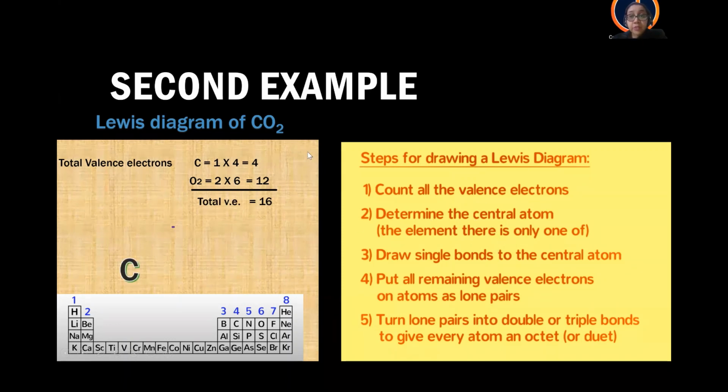And second step is we have to determine the central atom. Central atom is the atom which is lower in or smaller in number. So we can write carbon in the middle and oxygen on the 2 sides, right? And simply we'll draw the third step. That means we'll draw single bonds to the central atom. So this is the third step.